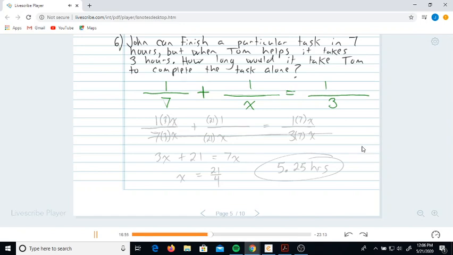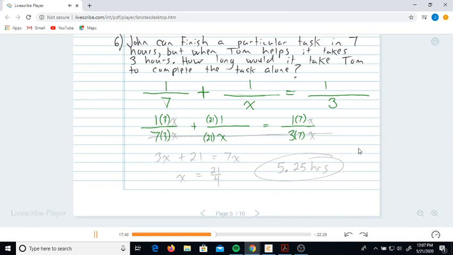So this goes back to some problems in worksheet 1. What we want to do is clear the fraction, so we need a common denominator. We want to get all denominators to look the same. So I have 1 over 7 plus 1 over x equals 1 over 3. The common denominator between 7 and 3 is 21. I can get the first denominator to 21 by multiplying by 3 over 3 top and bottom. I can get this one to 21 by multiplying by 21 over 21 top and bottom. I can get this to 21 by multiplying top and bottom by 7 over 7.